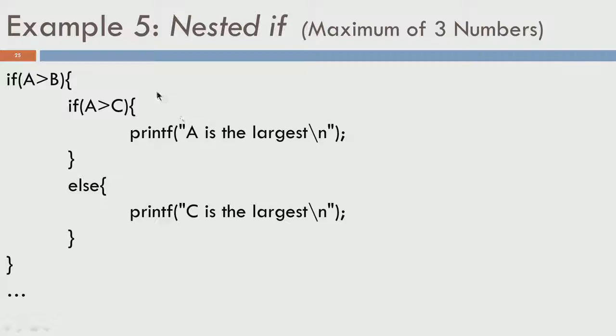And nested if, we saw this segment earlier: if A is greater than B and if A is greater than C, printf A is the largest, else printf C is the largest, and there is some other blob of code that comes as else. So, I am just showing one segment of the maximum of 3 numbers. If you are in doubt, go back to lecture 1 and look at the code. We already used the nested if statement inside the code there.